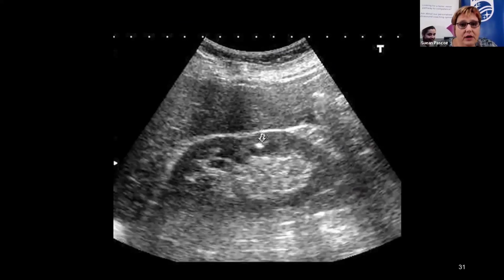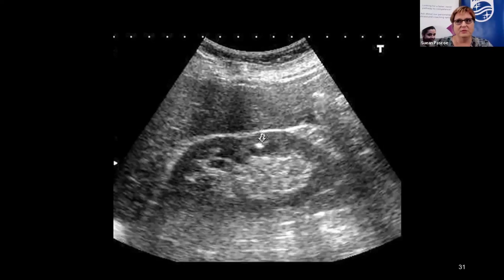Now, here's an example of something that mimics a stone. There are a lot of things that can be echogenic and white, and you think that they might be a stone, but the arrow here is pointing to the arcuate arteries in the kidneys, and so you get a very bright reflector from those arcuate arteries. And it's not a stone because it's not shadowing.